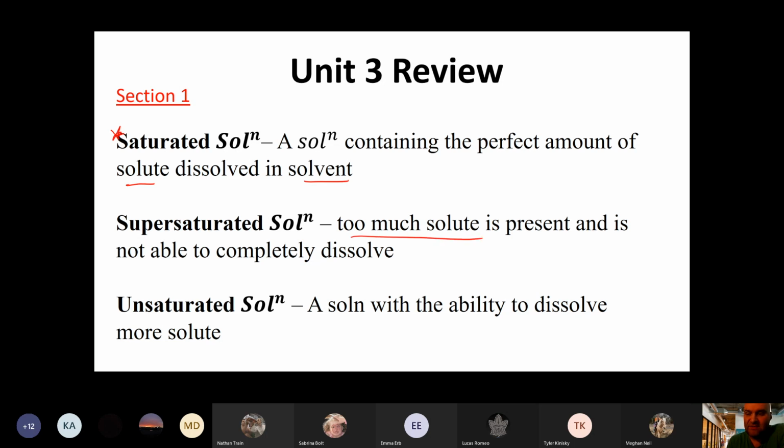Supersaturated is too much solute. You make that Kool-Aid, you put too much sugar in, you got a bunch of sugar at the bottom that won't dissolve. And the other one is the unsaturated solution, and it can dissolve more solute. So again, you make that Kool-Aid, you put the sugar in, but you didn't put enough sugar in, and now it tastes really bad. So that would be an unsaturated solution.